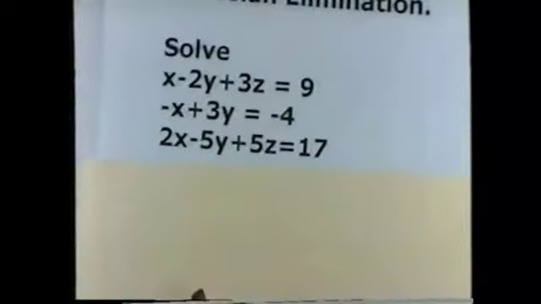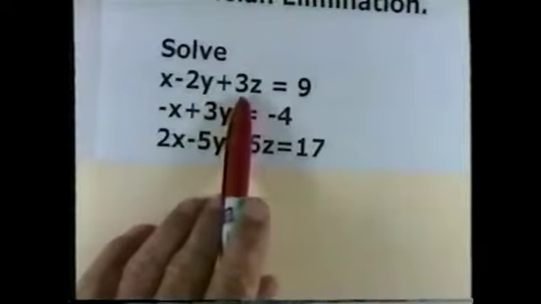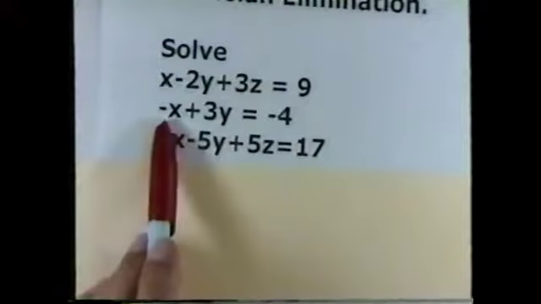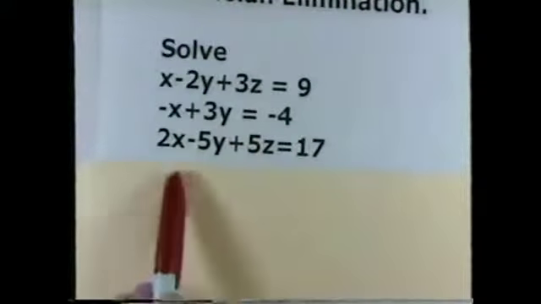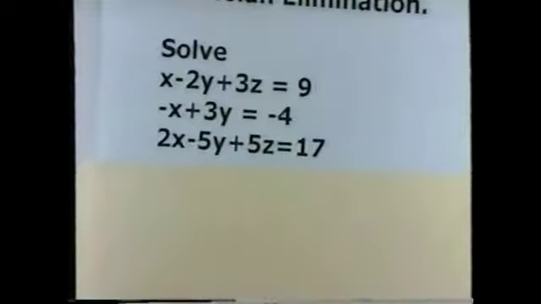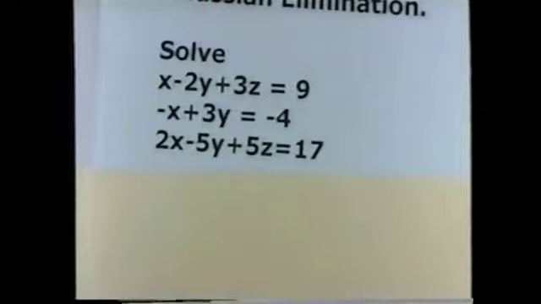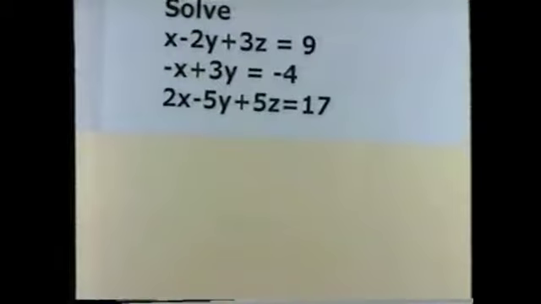Let's solve x minus 2y plus 3z is equal to 9. The opposite of x plus 3y is equal to negative 4. 2x minus 5y plus 5z is equal to 17. Now first of all, we're going to create a matrix of the coefficients.